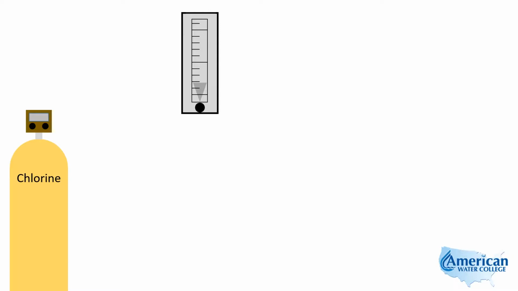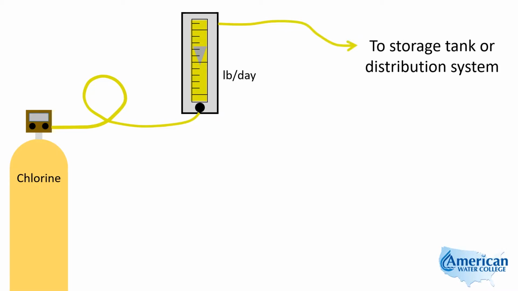Here we have our chlorine cylinder, and there'll be a regulator on the chlorine cylinder. The chlorine travels through a chlorinator, some way of regulating chlorine flow. And the feed rate is typically given in pounds per day. And then we dose that to a storage tank or to the distribution system. So you regulate it in pounds per day for a specific dose in milligrams per liter.